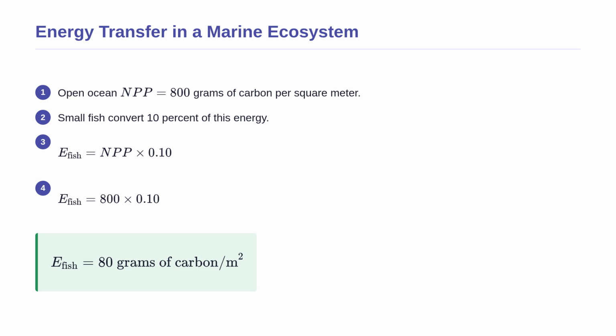We take our starting energy block of 800 and multiply it by 0.10. The final answer is 80 grams of carbon per square meter. This physically means that energy drops off very quickly as you move up the food chain, perfectly illustrating why you find fewer massive predators like sharks compared to billions of tiny plankton.